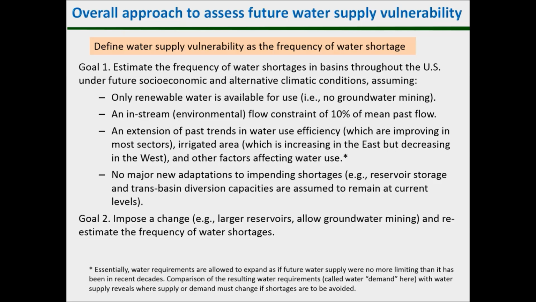And then, as stated earlier, for goal 2, once we establish what would happen if no efforts were made to address the shortages that show up, we see what such adaptation options, like allowing groundwater mining or enlarging reservoirs, do to the projections of future shortages.